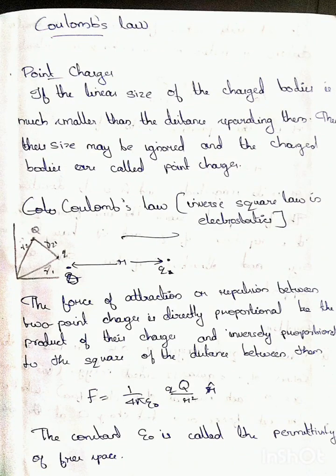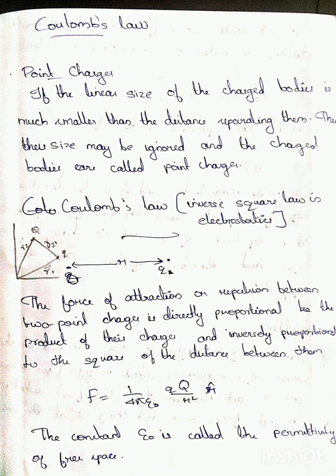My topic is about Coulomb's law. First we discuss point charges. If the linear size of the charged bodies is much smaller than the distance separating them, then their size may be ignored and the charged bodies are called point charges. Coulomb's law, or the inverse square law in electrostatics.